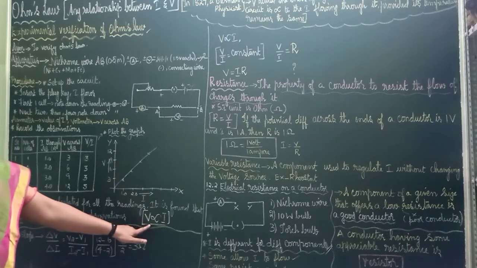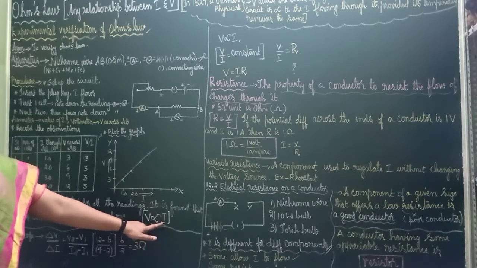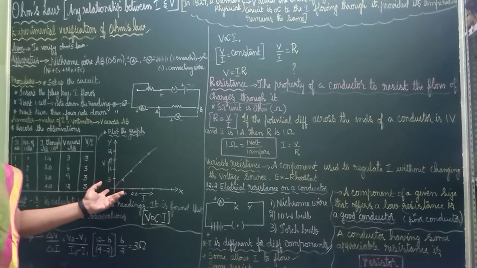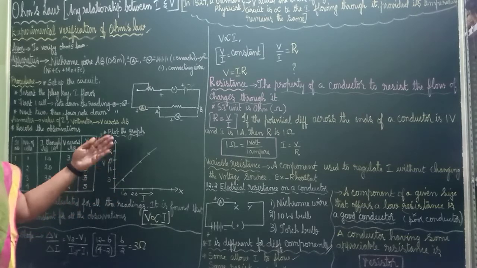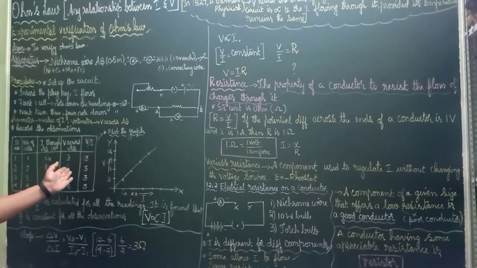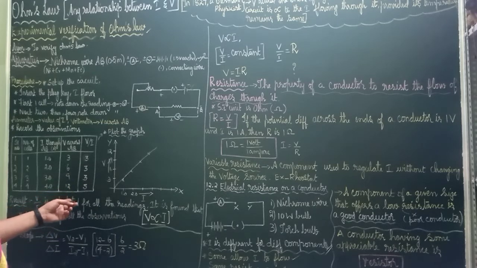What is the relationship? V is directly proportional to I. If V increases, I also increases. Okay, V is directly proportional to I. So here, see the values. Sometimes they will ask you to find the slope also.